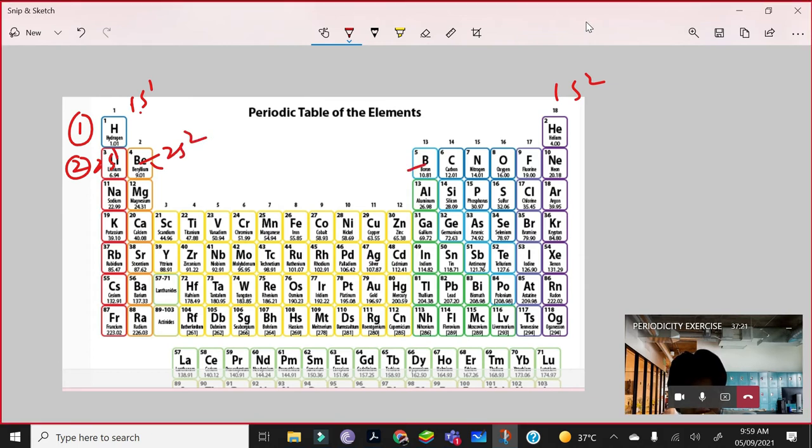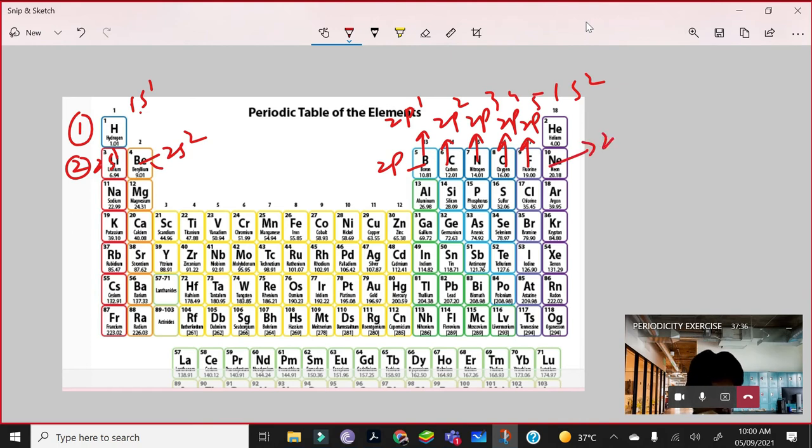Now this is 2p. 2p1, 2p2, 2p3, 2p4, 2p5, and this one 2p6. So with 2p6, you are locked here. When I start configuring sodium, I will write neon in a square bracket, and after that I will write 3s1. For magnesium it will be neon followed by 3s2.